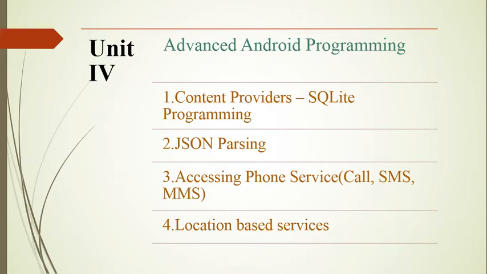Next topic is JSON parsing. JSON stands for JavaScript Object Notation. It is an alternative to XML when an Android app needs to interchange data with a server. Next one is accessing phone services.